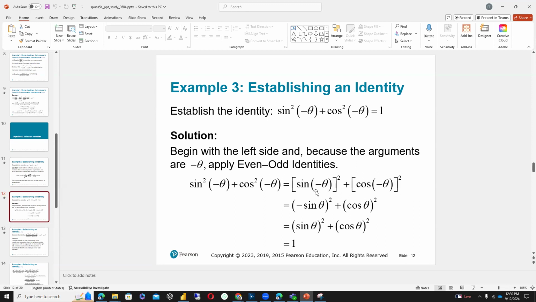However, sine is an odd function, so the negative in front of the angle needs to move to the front of the expression. So sine of negative theta is the same thing as negative sine of theta, but we are squaring this because of the expression we are given. So it turns out to be the same thing as sine squared theta, and then this is already cosine squared theta, and using the Pythagorean identity, we know that they're going to add up to 1.